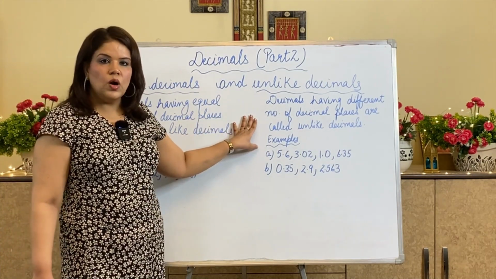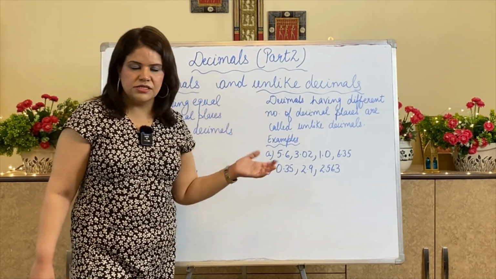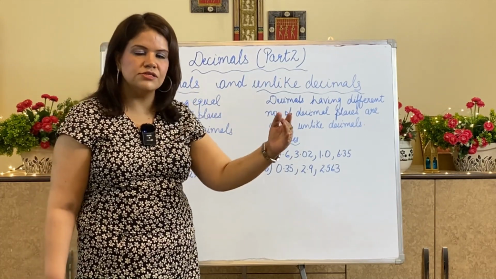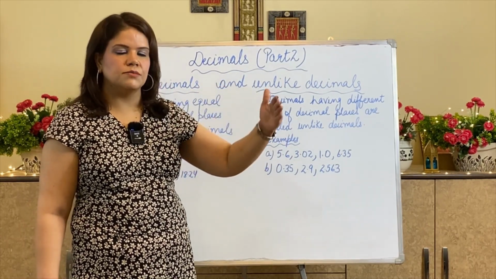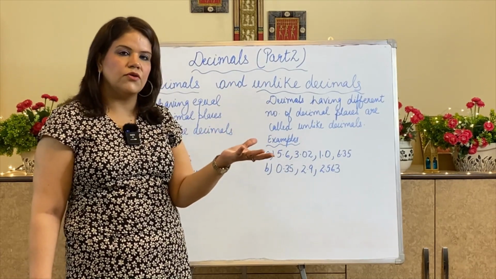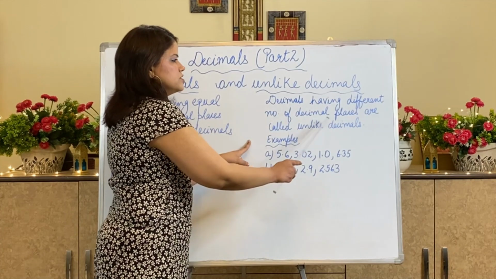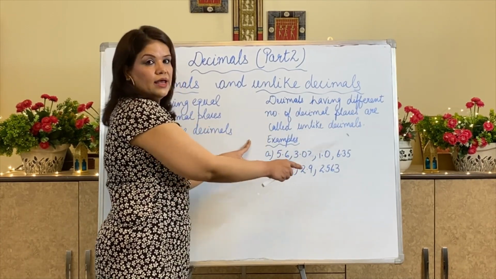Now we are moving to unlike decimals. Unlike means there is nothing similar in them. Since we are talking about unlike decimals, we will check after the decimal whether they have the same number of decimal places or not. Decimals having a different number of decimal places are called unlike decimals.